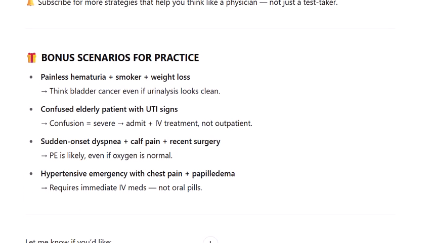Bonus scenarios for practice. Painless hematuria plus smoker, weight loss: think bladder cancer even if your urinalysis looks clean. Confused elderly patient with UTI signs: confusion equals severe, admit, IV treatment, not outpatient. Sudden onset dyspnea, calf pains, recent surgery: PE is likely, even if oxygen is normal. Hypertensive emergency with chest pain, papilledema: requires immediate IV meds, not oral pills.